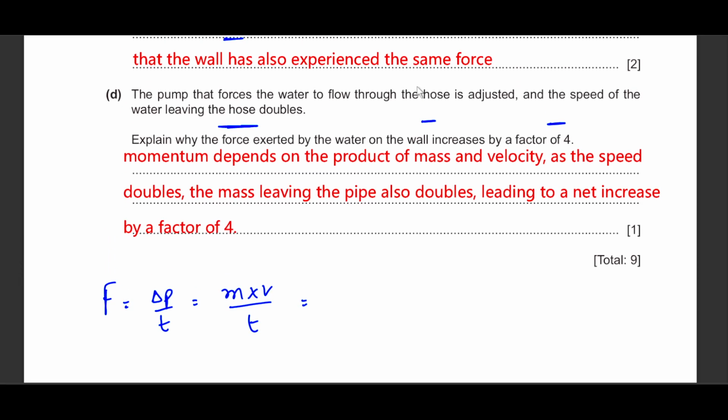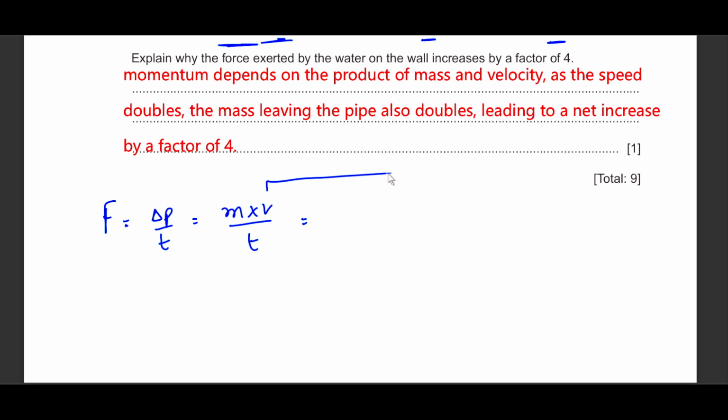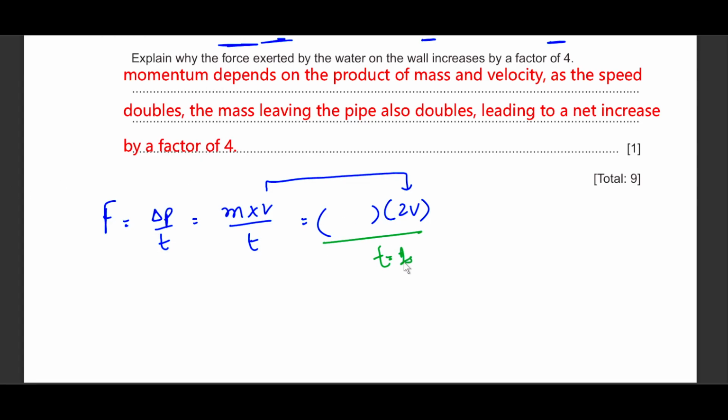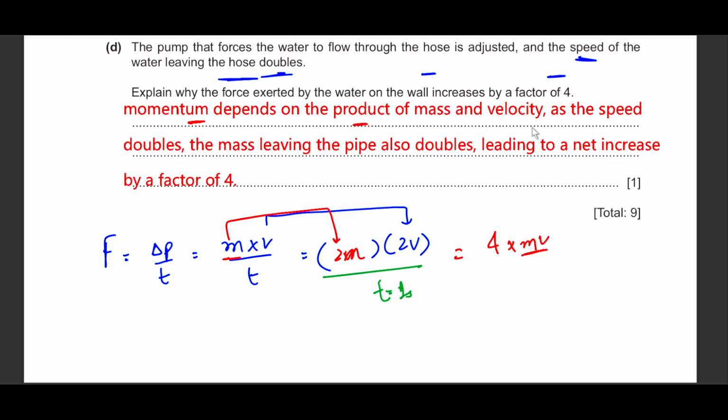What's actually happening is that they have doubled the speed. Now, we can very clearly see that the new speed will be 2v. But if the speed of the water increases, then for the same time frame, which is 1 second, a greater mass of water is also going to leave the hose. So mass will also be doubled, 2m, which leads to 4 times the original momentum mv. But that's what we explained in English: the momentum depends on the product of mass and velocity. As the speed doubles, the mass leaving the pipe also doubles, leading to a net increase by a factor of 4.